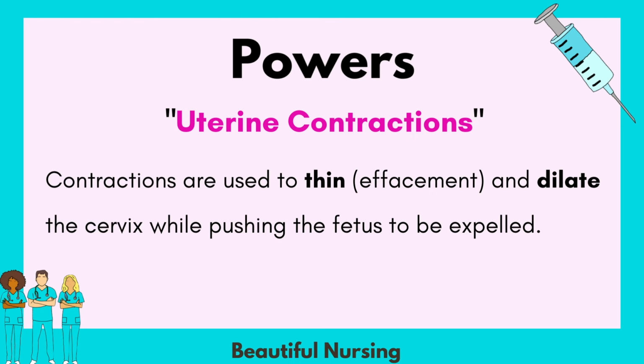Powers, magical powers. These are the contractions, the power to make the baby appear. So uterine contractions work to thin and dilate the cervix while pushing the baby's presenting part to the lower uterine segment. So this is pushing the baby to be expelled out of the uterus each time the mom goes, ah.